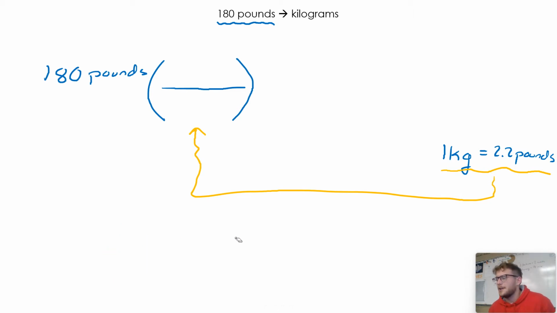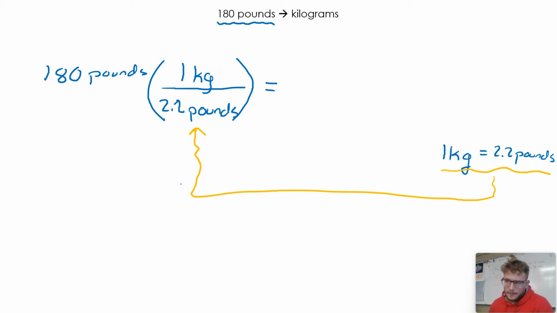Well, let's take that information that we learned in math class, and let's put 2.2 pounds on the bottom of this fraction. Since pounds is up top here, we're going to put 2.2 pounds down here. And then we're going to put that 1 kilogram on top. So now we inputted our conversion into this fraction.